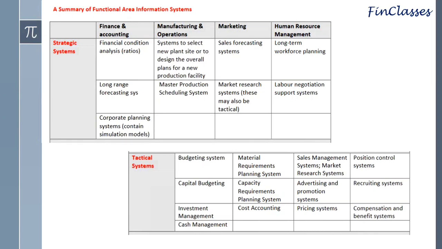So let us see the strategic systems. We have divided them by the main functions of an organization: finance and accounting, manufacturing and operations, marketing, and human resource management. Strategic systems examples include financial condition analysis and ratios. The MBA people will be doing ratio analysis as their project to understand the financial condition of an organization.